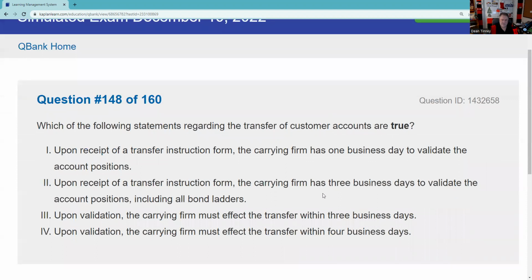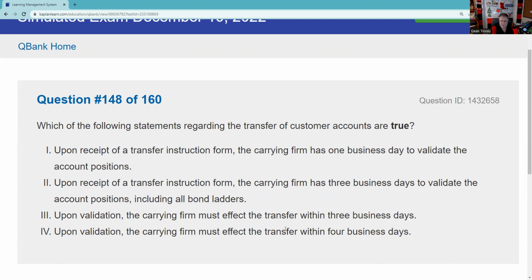148. Which of the following statements regarding transfer of accounts? This is very, very true, very testable about transferring accounts. Which of the following statements regarding transfer of customer accounts are true? Upon receipt of transfer instruction, the carrying firm has 1 business day to validate. That's very testable and is true.